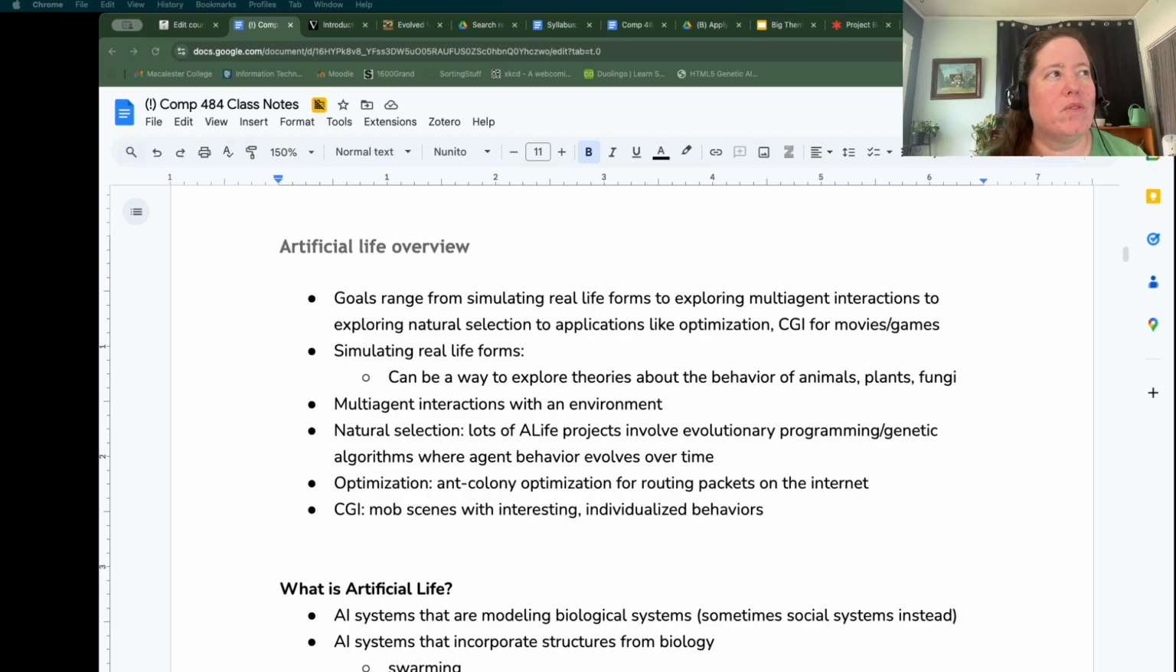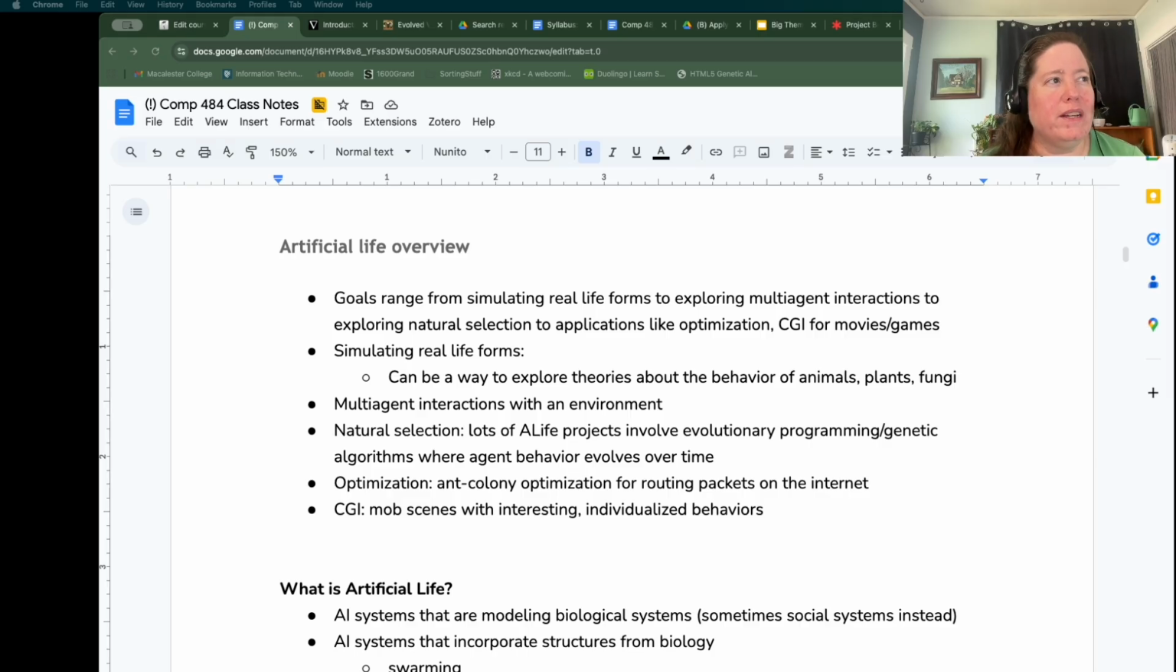So the goal of artificial life is to simulate real life forms, and our purpose in doing so is to explore multi-agent interactions for fairly simple agents, to explore natural selection and how that might work in a controlled and simulated environment. We can also think of it as just a tool for doing optimization, for doing computer graphics in movies or games, or for otherwise exploring systems, environments, and agents as they exist within them, and the emergent behaviors that come from the interactions among the agents in a system.